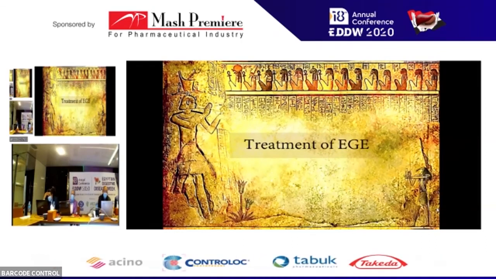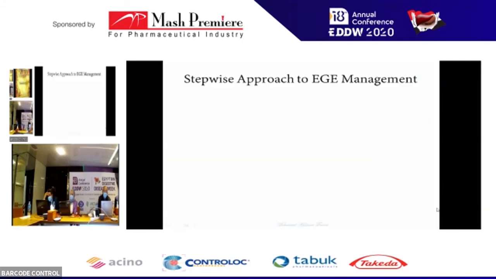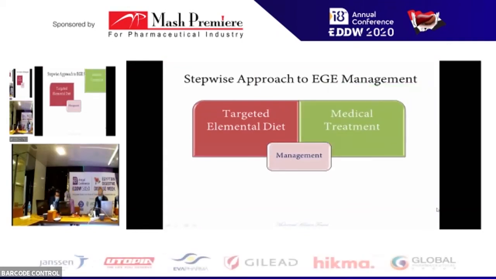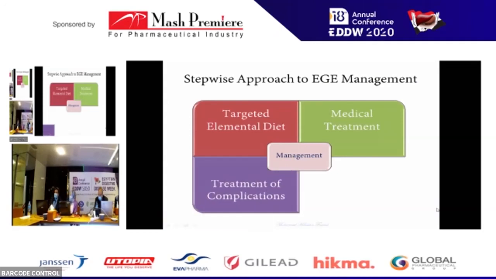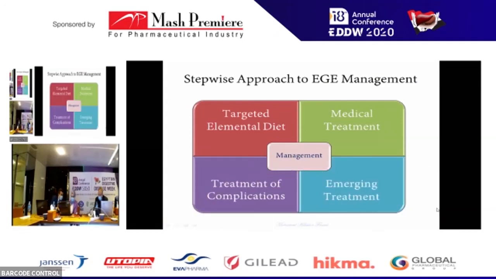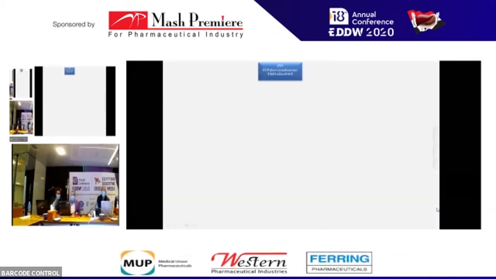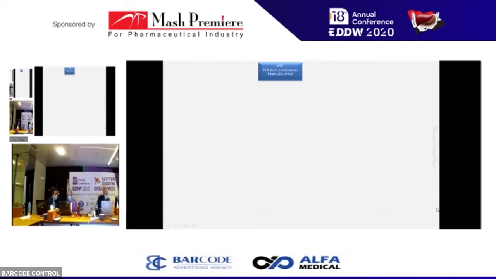Now we will deal with the treatment of eosinophilic gastroenteritis in a stepwise approach. The management depends on targeted elemental diet, medical treatment, treatment of complications, and we will comment on the emerging treatments for eosinophilic gastroenteritis. First of all, we should use PPI and eradicate H. pylori if present. We can do the food allergy test and use it for targeted elimination diet.